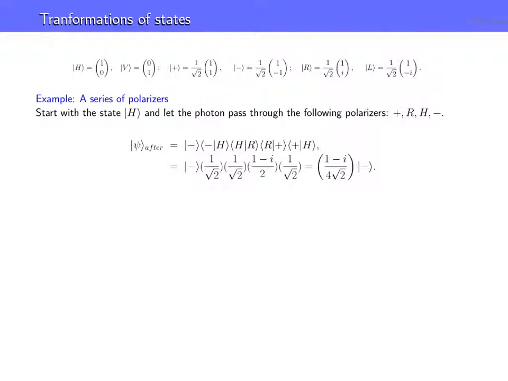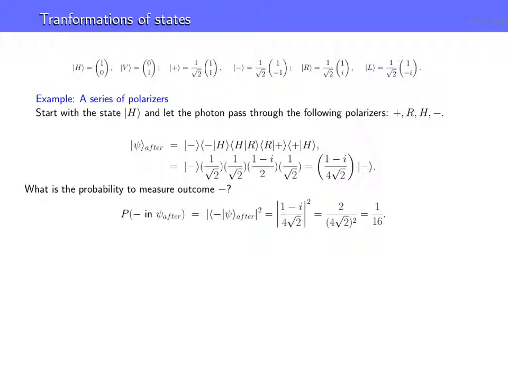And of course, now you can ask the question, what's the probability to measure the outcome minus? So let's just do that. Recall how we do this. We want to find the outcome minus when it's in the state psi after. So we slam the bra on that one, take the modulus square. And again, it's just going to be this, so minus on minus, that's trivially gone. So 1 minus i over 4 square root of 2 modulus squared.